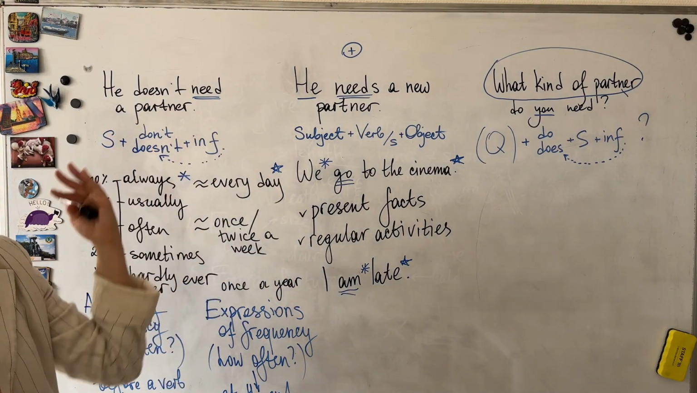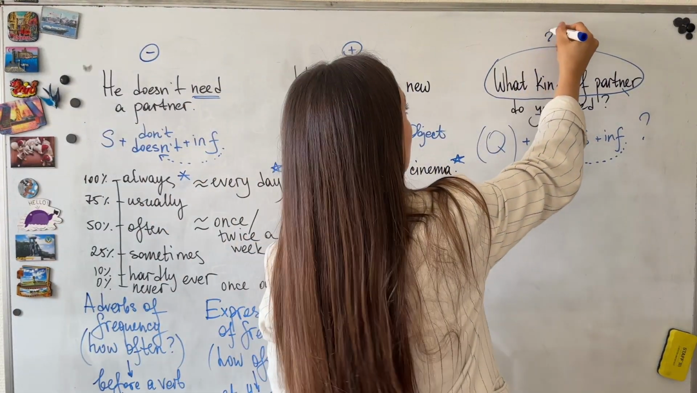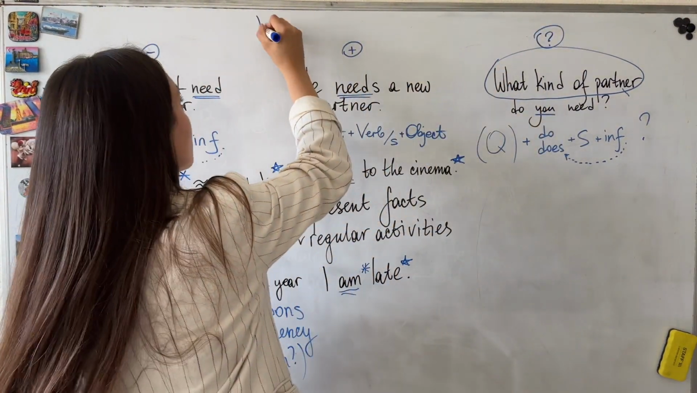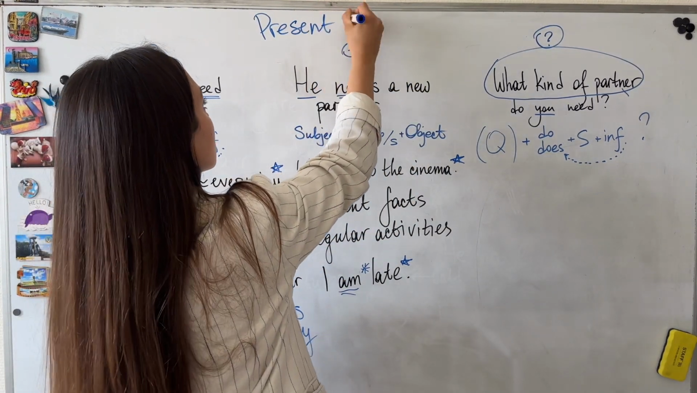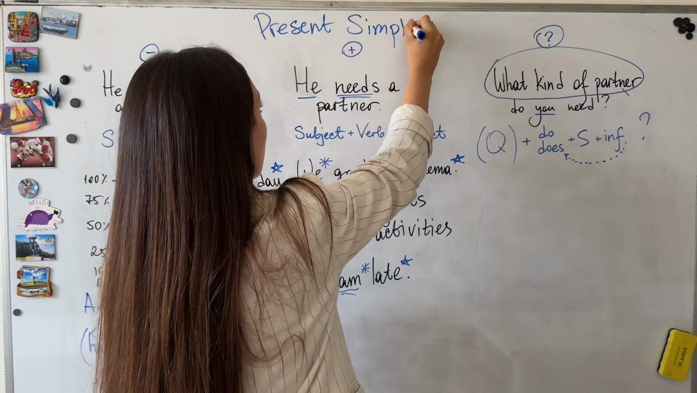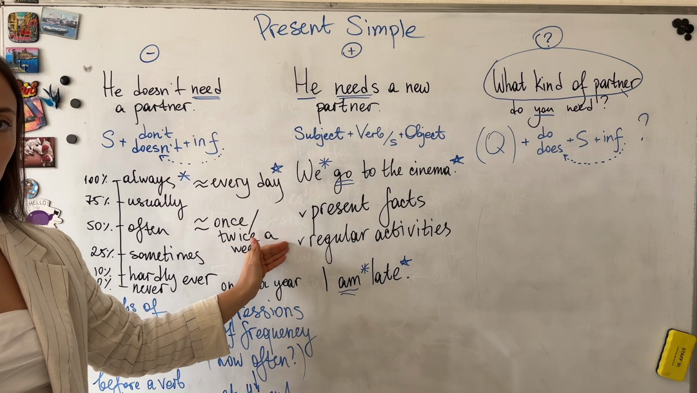Okay, what do we call this tense? We call it present simple. We use it for present facts and regular activities.